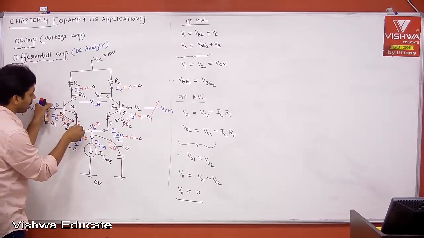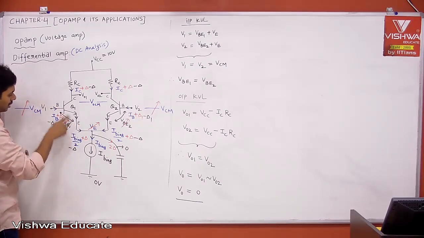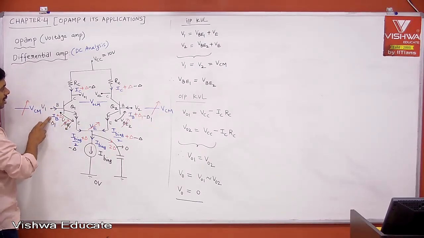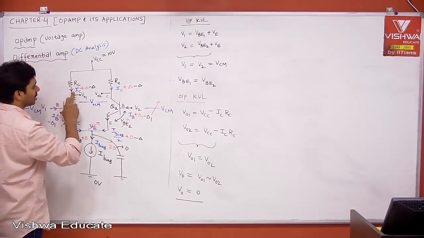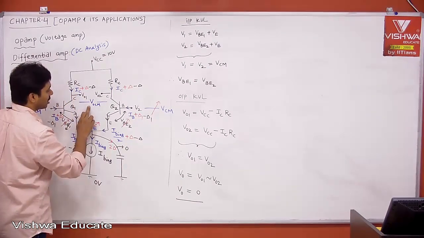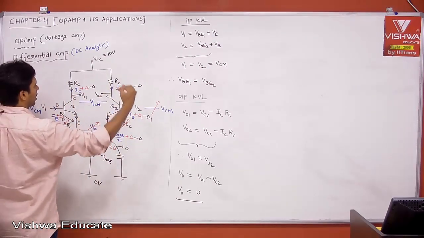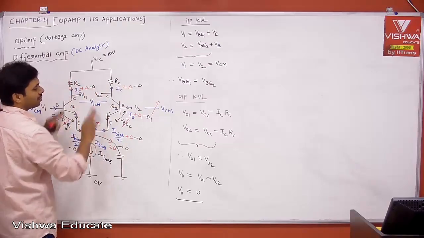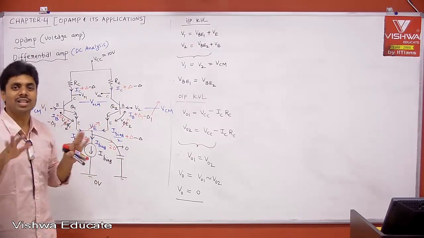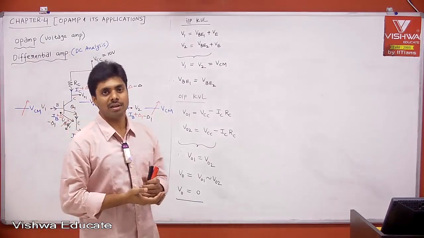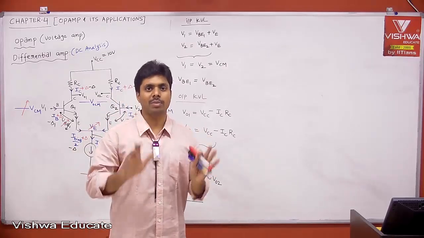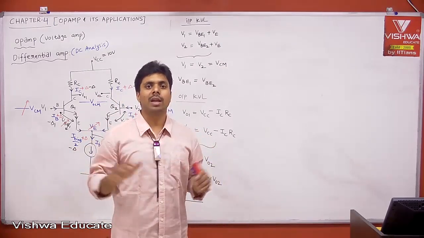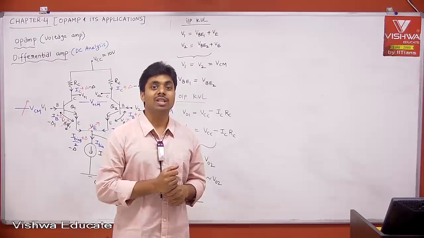Your VBE is constant. If VBE is constant, IB is constant. If IB is constant, IC is constant. If IC is constant, your VOCM is constant. Even though you have variation in the input signal, there is no variation in the output signal. Therefore, there is no voltage gain for the common mode signal. Everybody understood? That is what we want basically. Therefore, we don't want to see any common mode signal change.